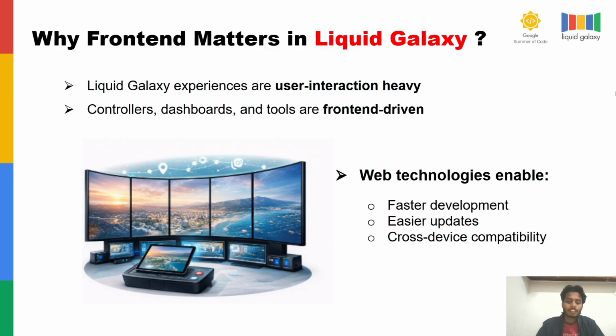This is not practical for a multi-screen immersive system. That's why the front end in Liquid Galaxy needs to be fast, flexible, and scalable. Traditional app models struggle with this, and they are usually slow to update and hard to scale. Liquid Galaxy needs a front-end approach where changes can be deployed quickly, the interface can evolve easily, and new interaction patterns can be added without breaking the system. This is exactly why the front end becomes a core pillar of Liquid Galaxy.